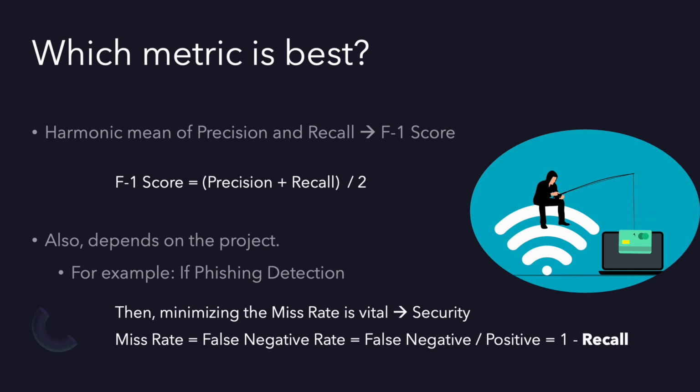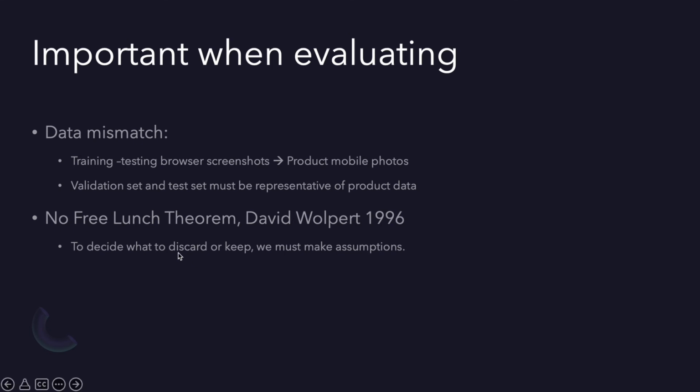Other important issues are data mismatch situations. For example, you can train and test your model with browser screenshots, but if the product has the ability to upload mobile photos, then your model will probably crash after getting some mobile photos. Therefore, dividing your test data as validation and test is usually a good idea. Of course, both of them should be representative of product data.